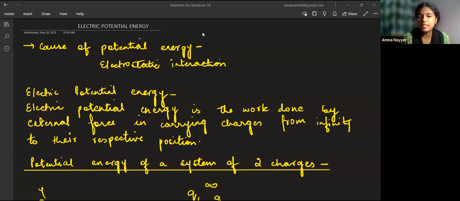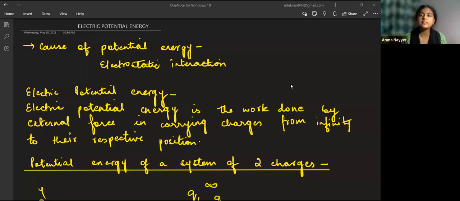Second part of this is that this is basically the work done. By whatever calculations you are getting your answer, just calculate work done. Whatever work done gets stored in the form of potential energy. Fine, work done always gets stored in the form of potential energy. So electric potential energy is basically the work done. That is what I have written also here, that electric potential energy is the work done by external force in carrying charges from infinity to their respective position.